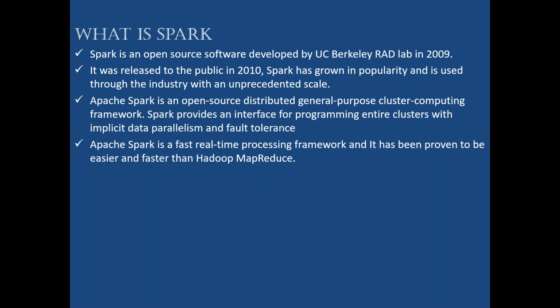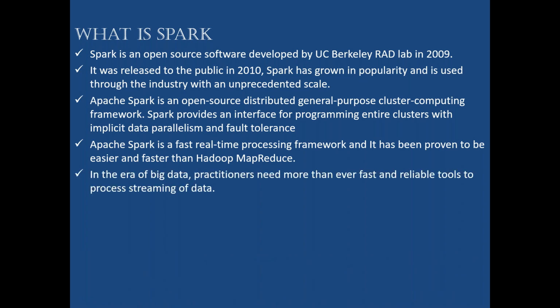So data processing is faster, meaning whatever live data is coming, you can process it using such tools. Spark is very fast as it is using in-memory processing, so we can achieve real-time data processing using Spark. It has been proven to be easier and faster than Hadoop MapReduce, because Hadoop MapReduce uses the hard disk, whereas Spark uses memory. That's why Spark is faster.